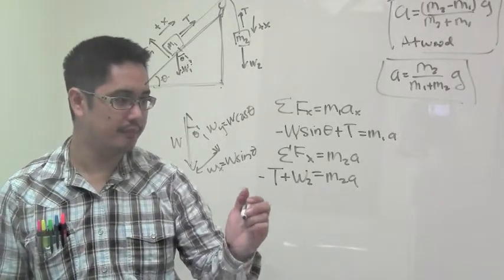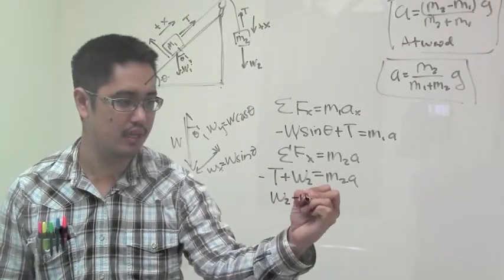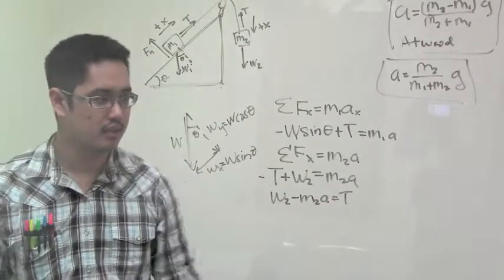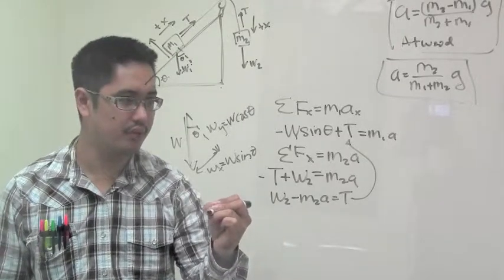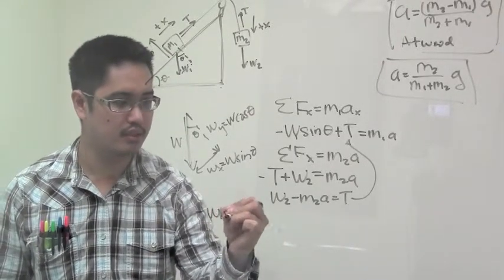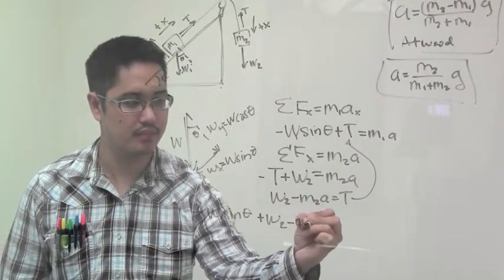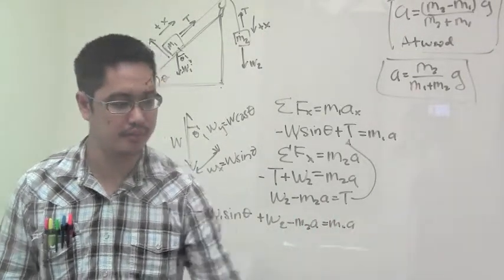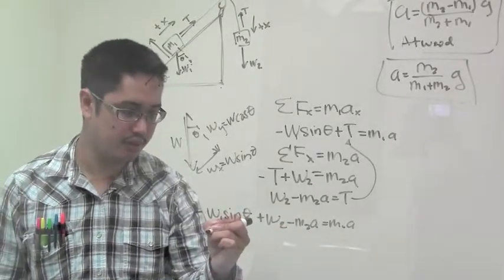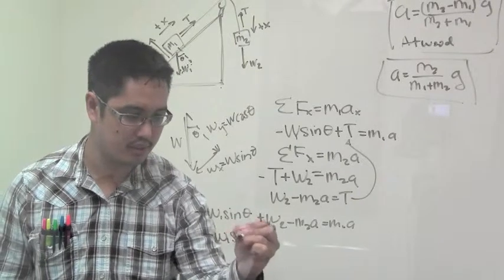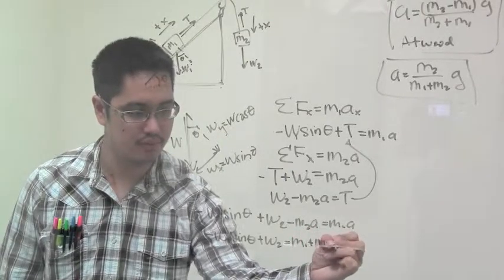Alright, let's see. I want to solve for T, so I'm just going to make this W2 minus M2A equals T. Then I'm going to take that T and I'm going to plug it in here. So I have negative W1 sine theta plus W2 minus M2A equals M1A. I'm going to kick that guy over to that side. And so I'm left with negative W1 sine theta plus W2 equals M1 plus M2 times A.